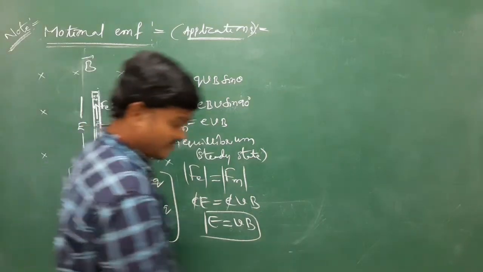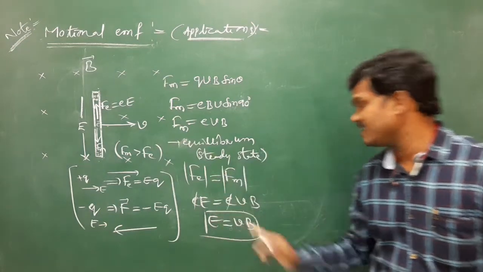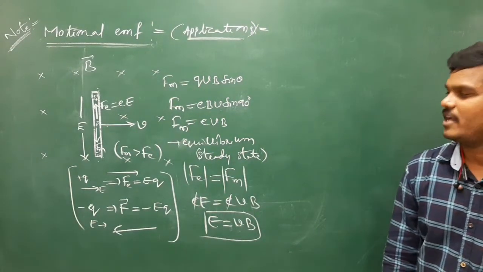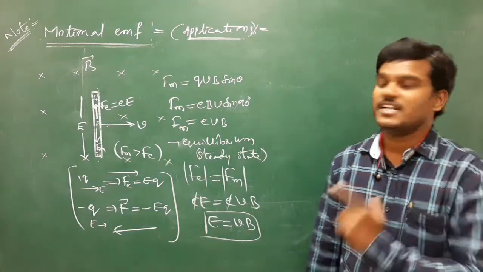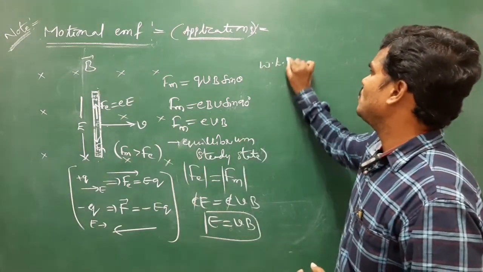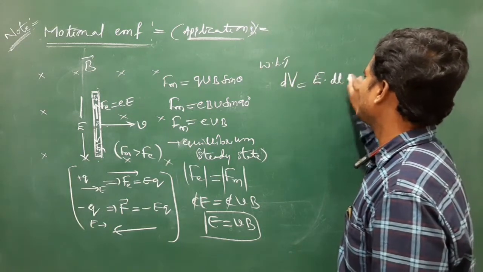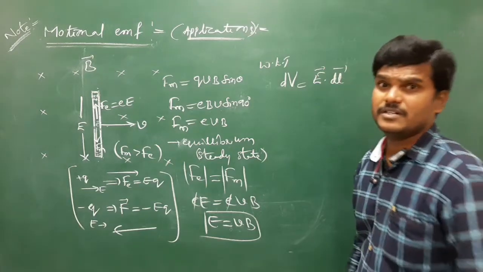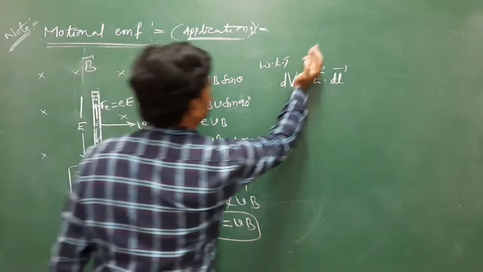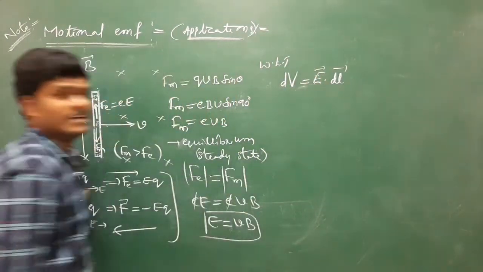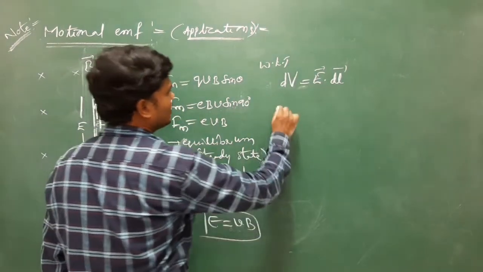How much is the electric field? vB. v and B give the electric field I got. But due to this electric field, there will be a potential difference. We know the potential difference can be written as dV equals E dot dl. I think you remember the relation between electric field and electric potential. So dV is equal to E dot dl.